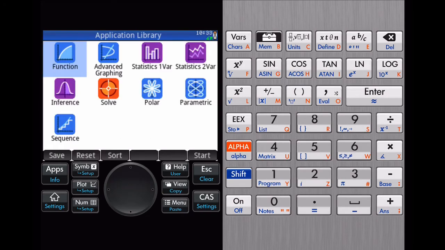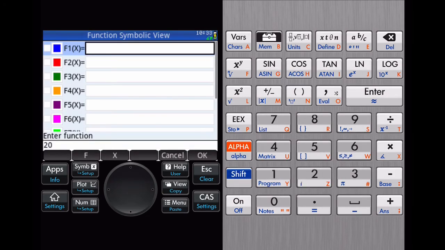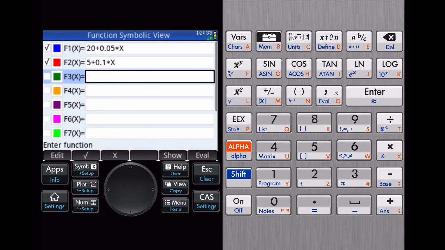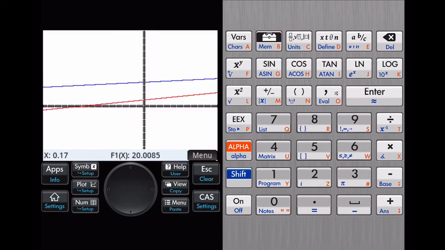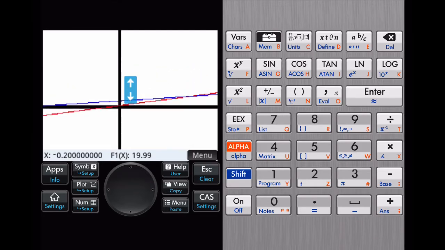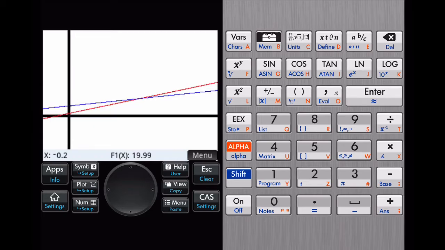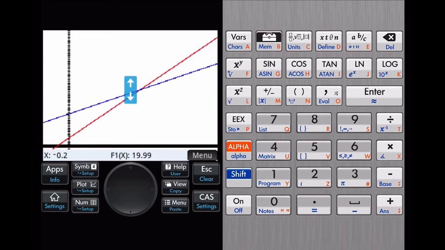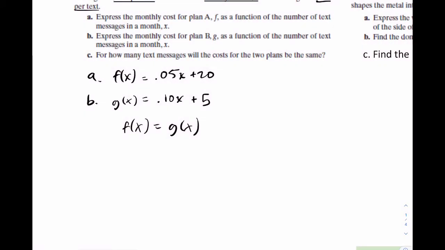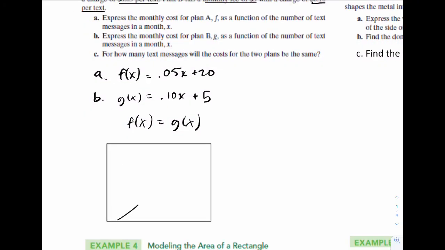We're going to go to apps, function. Let's actually type it in. 20 plus 0.05x, 5 plus 0.10x. We graph it. Got to do a little bit of zooming out here. Okay, so right there we kind of see it happen. That's the graph we want right there. So I'm just going to go back to my chart or my problem. One going like this, other going like this.